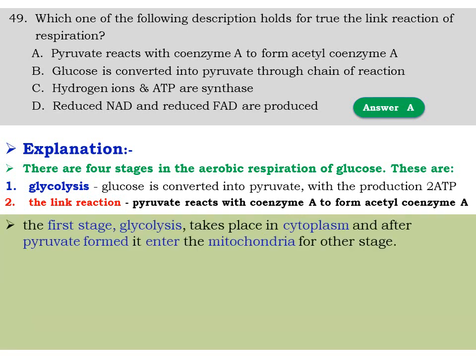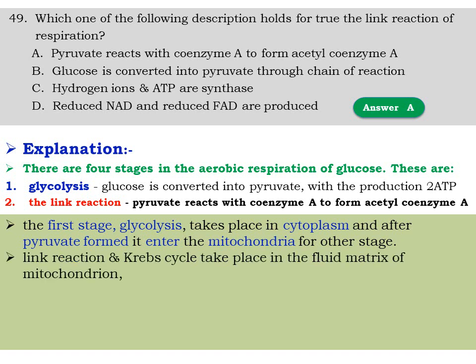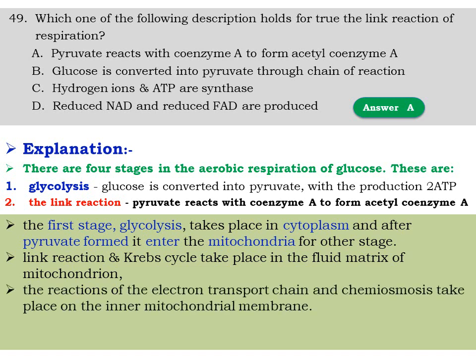Let us see where they take place. The first stage, glycolysis, takes place in the cytoplasm. After pyruvate is formed, it enters the mitochondria for the other stages. The link reaction and the Krebs cycle take place in the fluid matrix of the mitochondria, whereas the reactions of the electron transport chain and chemiosmosis take place in the inner mitochondrial membrane.